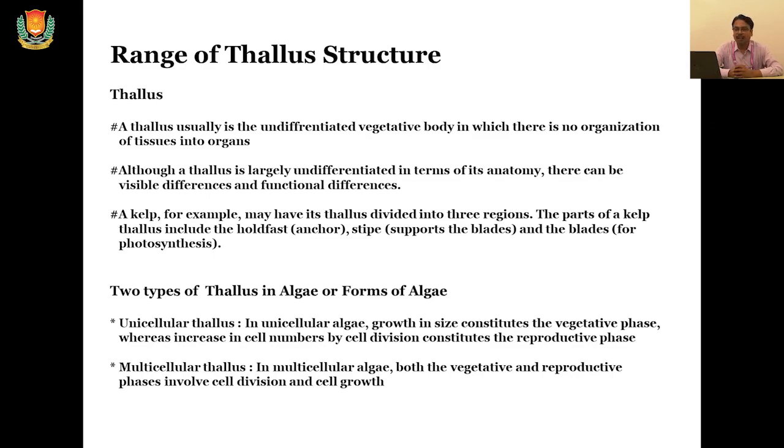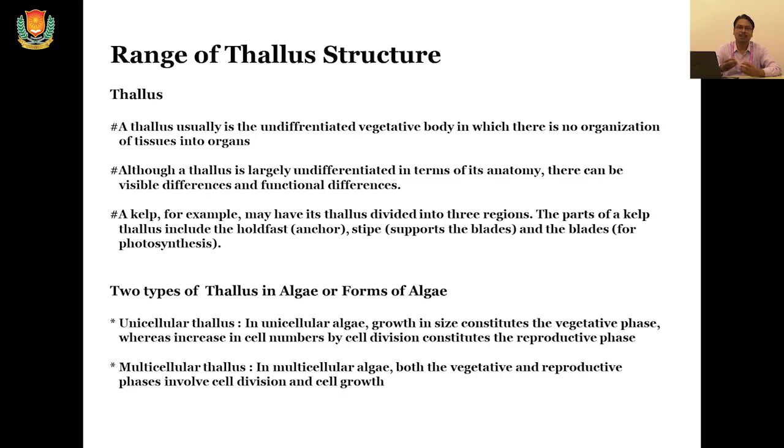Now, after having an idea of the cellular types that are found in algae, we would move on to thallus organization in algae. But before going for thallus organization in algae, we must understand what a thallus is. A thallus is an undifferentiated vegetative body in which there is no differentiation into roots, stems or leaves. So there is no differentiation of tissues into organs. Water and minerals can be absorbed throughout the body surface, and a thallus may be very small, very tiny.